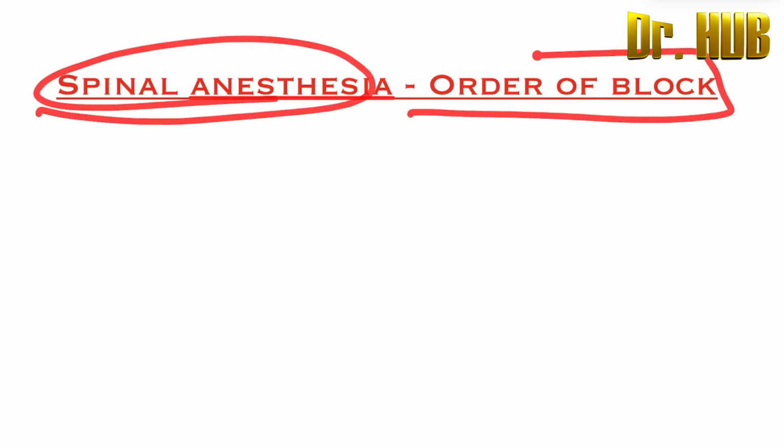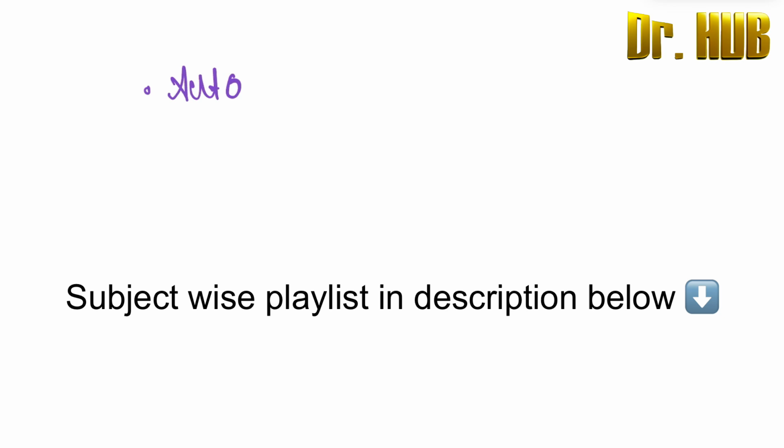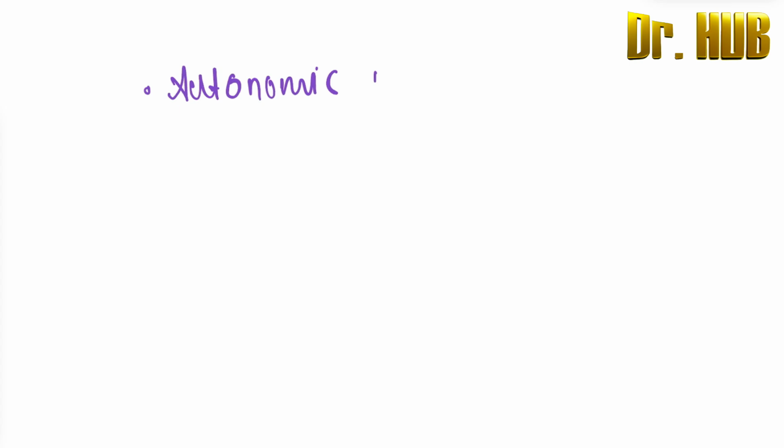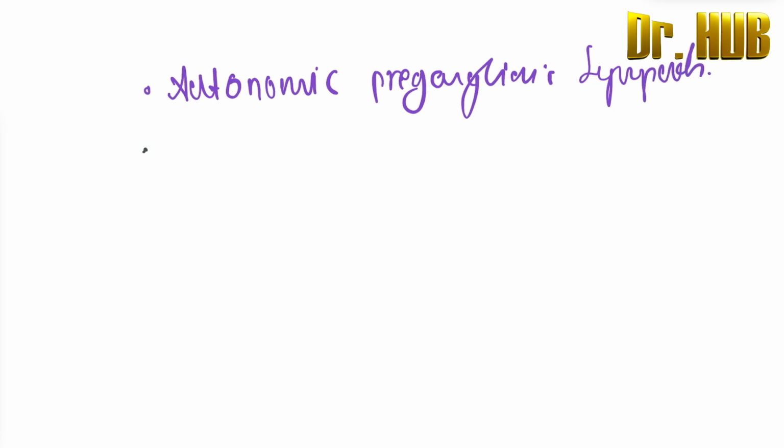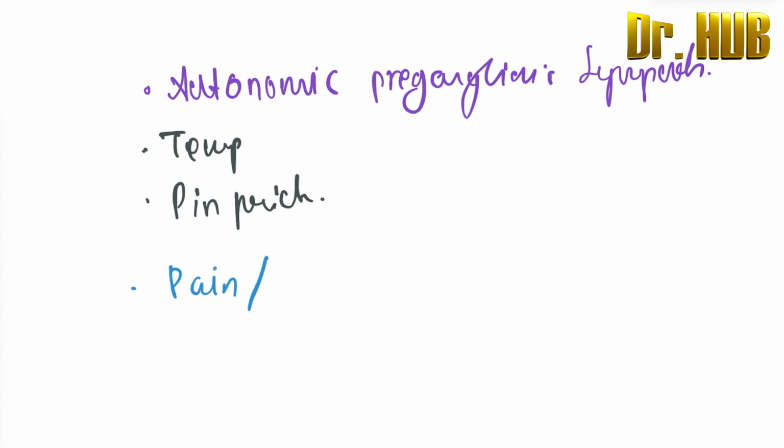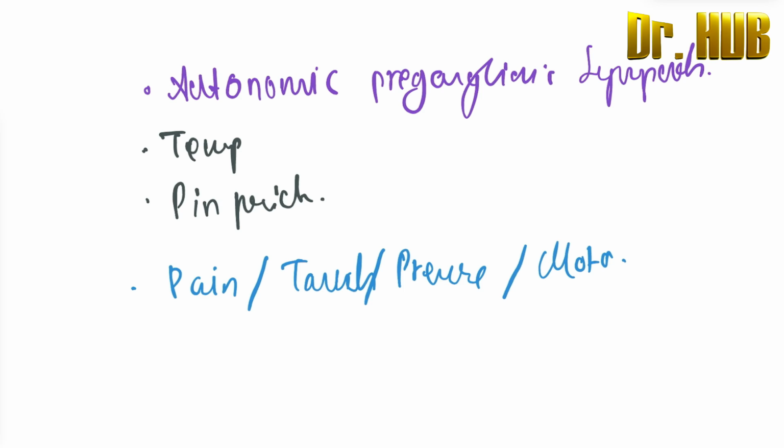Spinal anesthesia, and we're looking at the order of the block. So what comes first? First is the autonomic preganglionic sympathetic. Next is temperature. Then comes pinprick, then comes the pain, the touch, the pressure, as well as lastly the motor. So pain, touch, pressure and the motor.